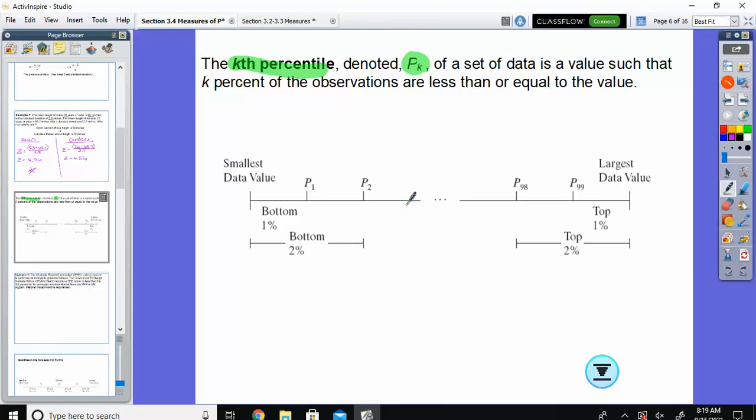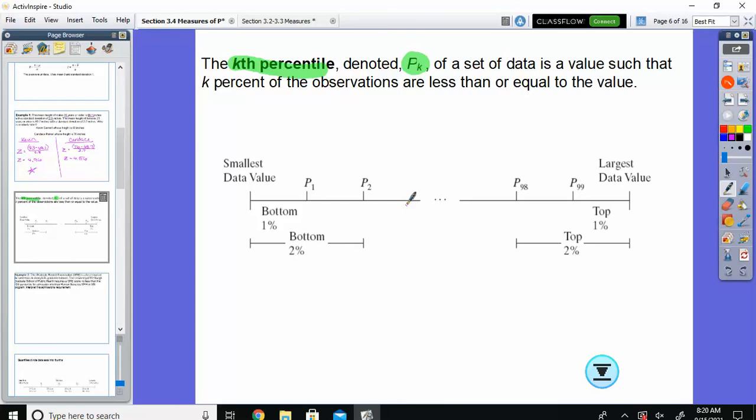What's another word for the 50th percentile? Median. Yeah, remember we've done mean, median, and mode. The median was the middle, so that's the number where half the data falls below it. So we've already done a percentile, we just didn't call it that. So like a first percentile means 1% of your values fall below it. Second percentile, 2% fall below it.